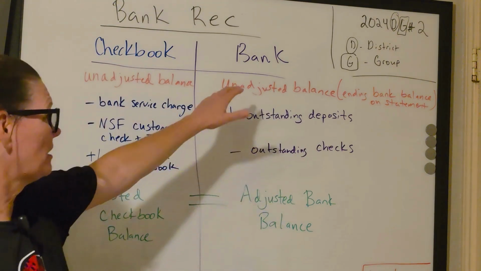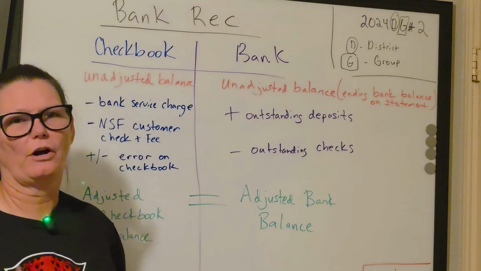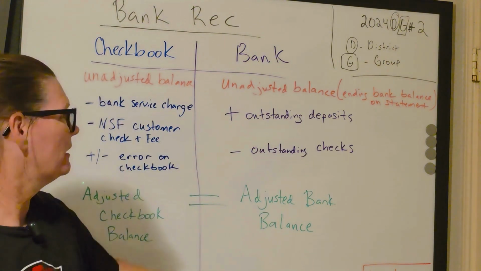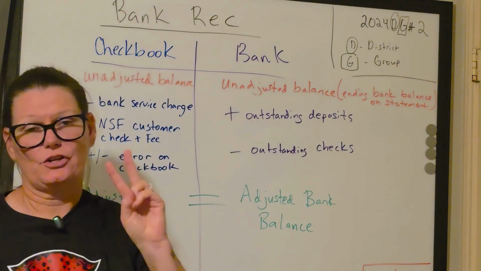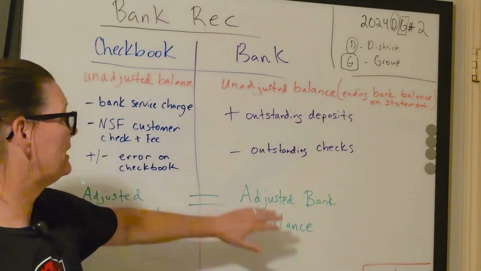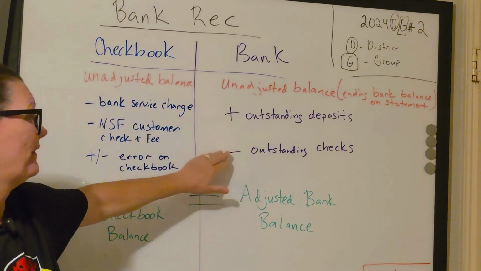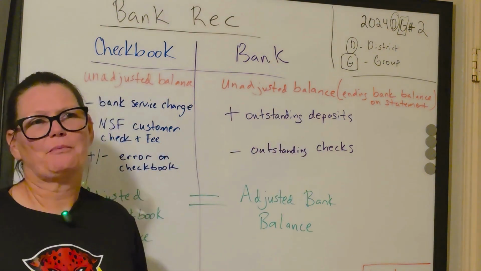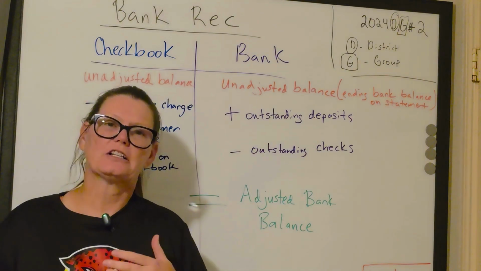I always like to start with the bank side because this is the one that is easiest to figure out. There are only two things that usually affect the bank side, and that would be the outstanding deposits and the outstanding checks. So your outstanding deposits, what outstanding means is they're out there. They haven't cleared the bank.